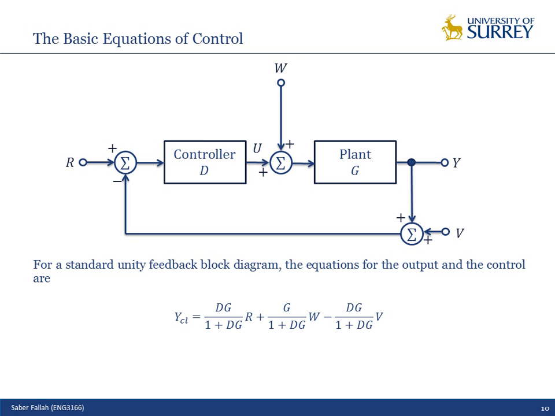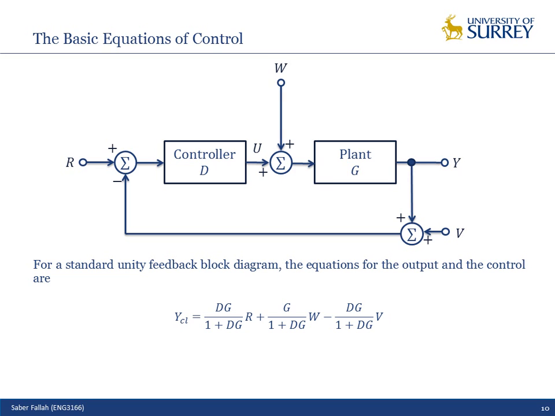I have 3 inputs, R, W, V. Based on the superposition principle, to calculate the transfer function from R to Y closed loop, I put W and V equal to 0. If I put W, V equal to 0, in the feed-forward path I have D and G, and in the closed loop path I have a unit negative feedback. So the transfer function is DG over 1 plus DG. Now I put R equal to 0, V equal to 0, I have just W.